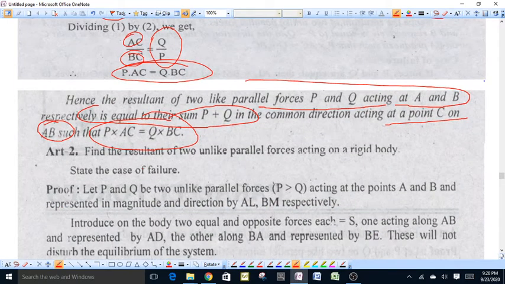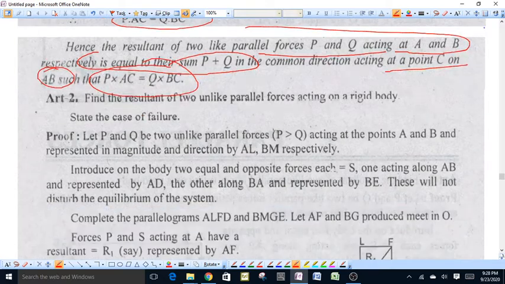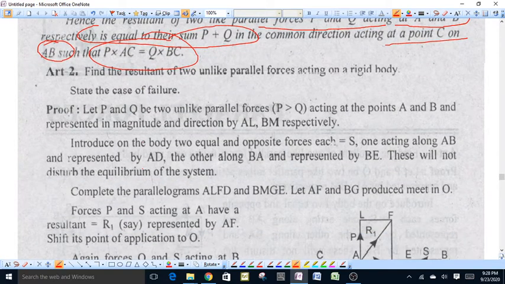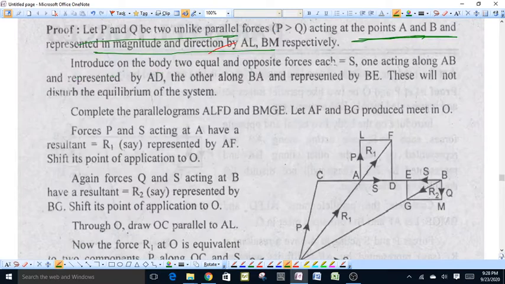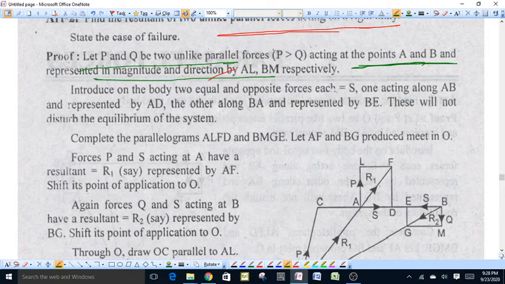Now we find the resultant of two unlike parallel forces acting on a rigid body. Also we will state the case of failure. Suppose that we have two forces P and Q. These are two unlike parallel forces acting on the rigid body at points A and B. Suppose these two forces are represented along AL and BM.